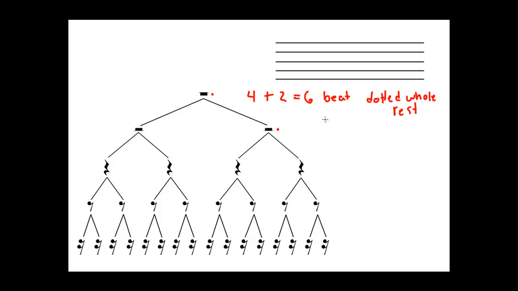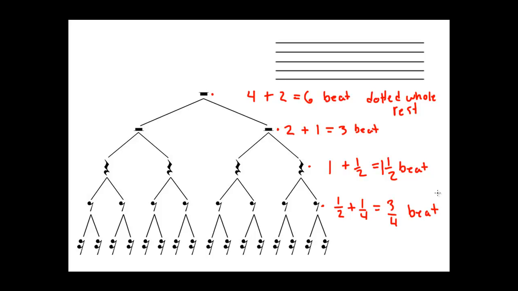Placed beside a half rest, same thing as our notes. We'd have 2 beats for a half rest plus half of that, which would be 1, which equals 3 beats for a dotted half rest. Put a dot beside a quarter rest, and we're going to get 1 beat plus a half. And we're just going to go back as far down as the dotted 8th rest, which would be a half plus half of that, which would be a quarter, which would equal 3/4 of a beat.